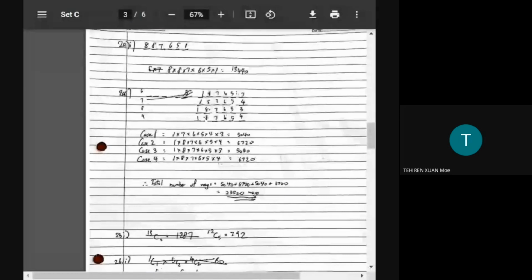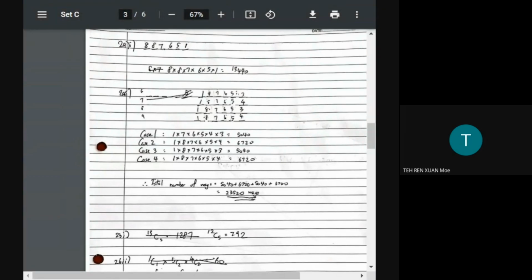Next, let's look at case 2. Since the first place will be 7, there will be only one option. So let's look again at the last place. Since 2, 4, 6, 8 must be used and none of these numbers has been taken, we will put 4 options in the last place. So we will continue with 8, 7, 6, and 5.